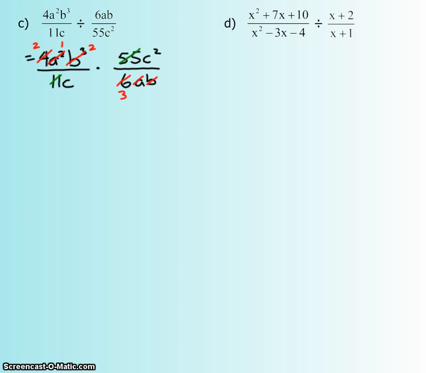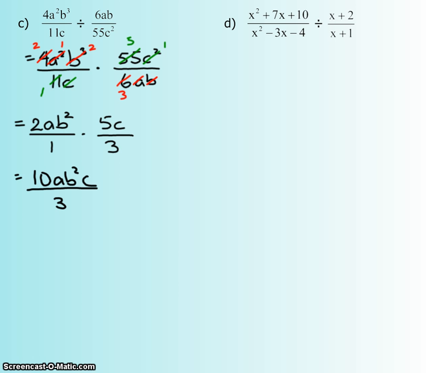Now these two can be broken down, divided by 11. I'm left with 1 and 5. And then if I break down the c's, I should still be left with 1c on the top. I'm going to rewrite this just so that I can see it a little bit more clearly. We have 2 with 1a and 2 b's all over 1 and no c's. Multiplying 5 with 1c over 3 and no other letters. Top times top gives me 10ab squared c all over bottom times bottom.